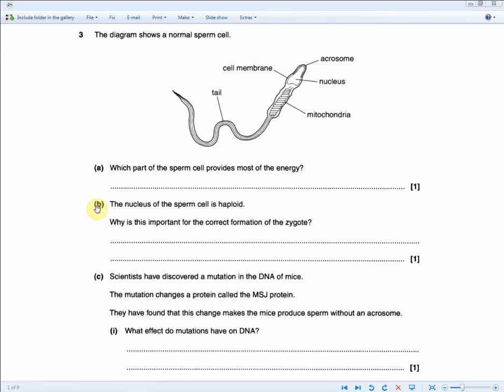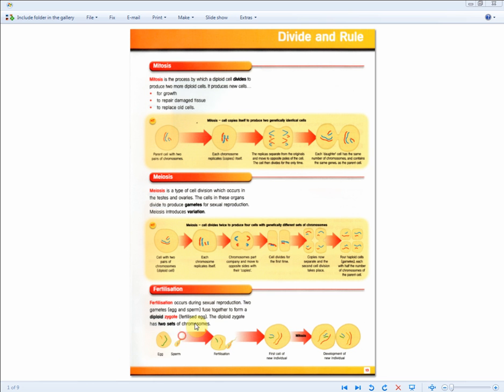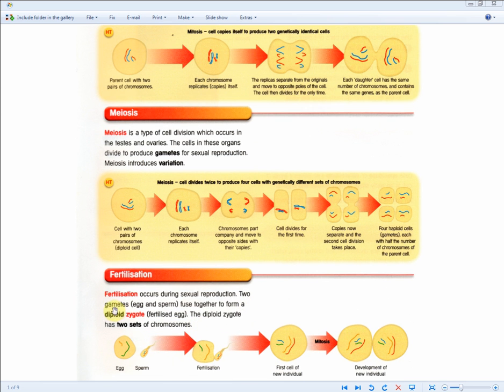So moving on. The nucleus of the sperm cell is haploid. Why is this important for the correct formation of the zygote? So for 1 mark, you've got to be familiar with the terminology first, like what is a haploid and what is a zygote. So basically, you should know that haploid means it has half the number of a normal set of chromosomes, which basically is 23 because the normal is 46. And a zygote is basically the identity of the sperm and the egg once they fuse together. So 2 gametes, egg and sperm, fuse together to form a diploid zygote. So basically, it's the moment at which these two come together, combined. So the 23 chromosomes plus 23 chromosomes come together to create the normal number, 46, the fertilized egg. That's what the zygote is.